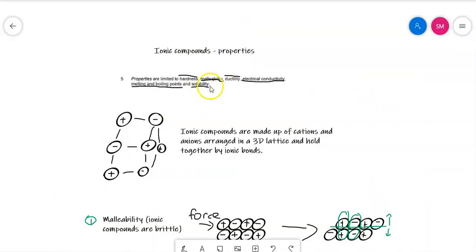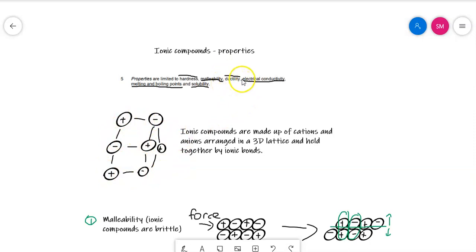So we've nearly made it through. We've talked about malleability, electrical conductivity, melting and boiling points, and solubility. Like I was saying, I haven't really seen any exam questions about the hardness of ionic compounds or the ductility. But basically, for hardness, we would need to talk about the strength of ionic bonds. So we would always use this structure to start your answer. And then you would say that because the ionic bonds holding the ions together are really strong, ionic compounds are very hard substances.